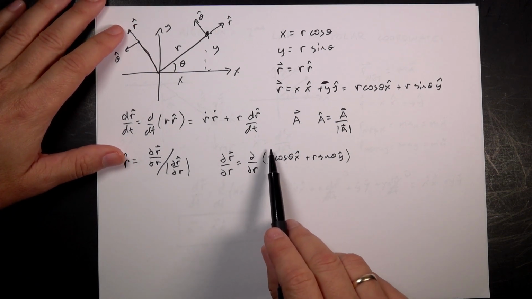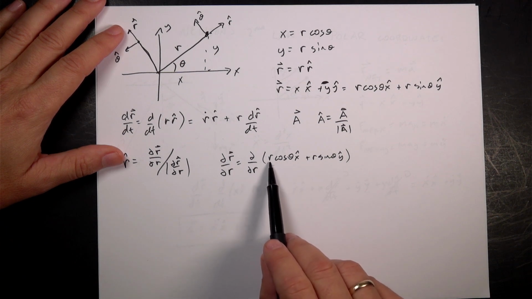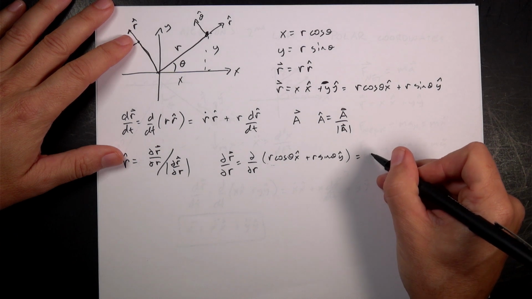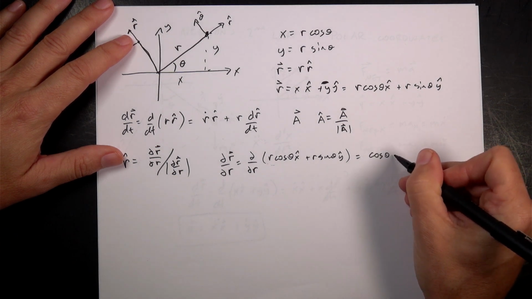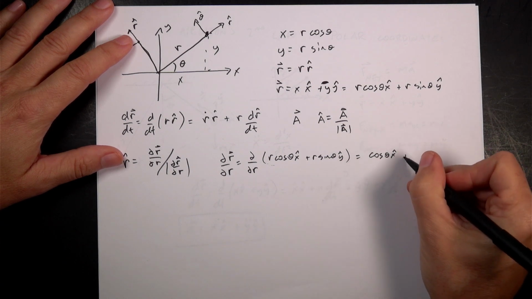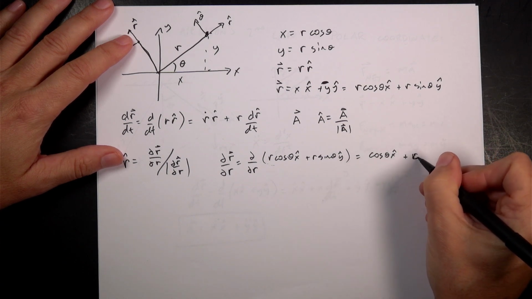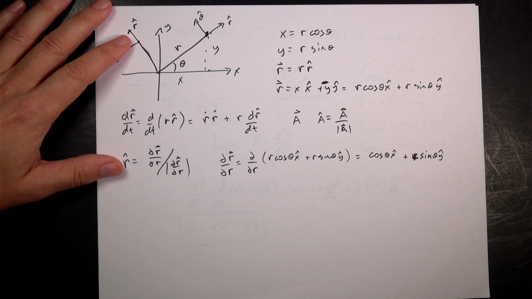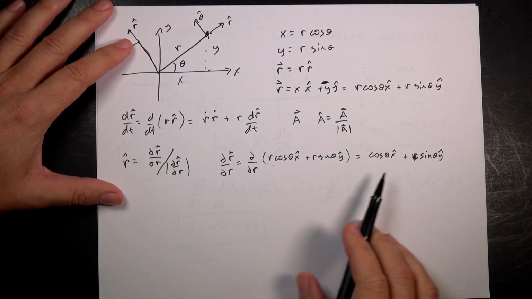So if I take the partial of this term with respect to r, I just get 1 times cosine theta x hat. So I get cosine theta x hat. And then the partial of this with respect to r is just going to be plus sine theta y hat.